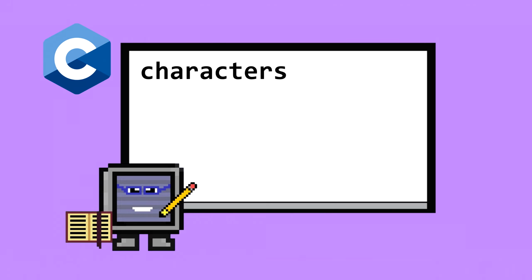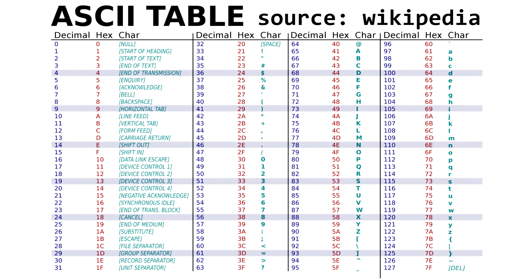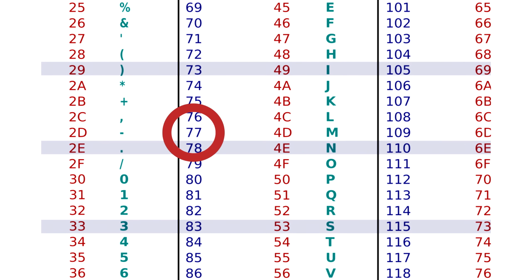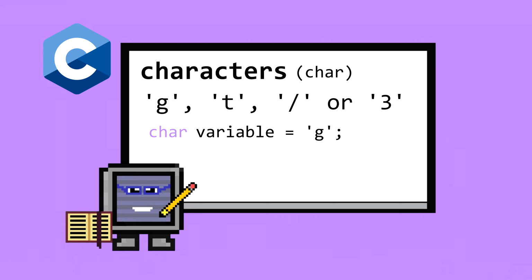Characters are declared as char in the C language. They only allow one single character, and it is 1 byte sized. We can even include numbers, as every character within the keyboard is represented in the ASCII table. So, for example, if we write the decimal 77, and our variable is a char, the output will be a capital M. For example, G, T, / or 3, we can declare them with char, equals, quotation marks, semicolon.